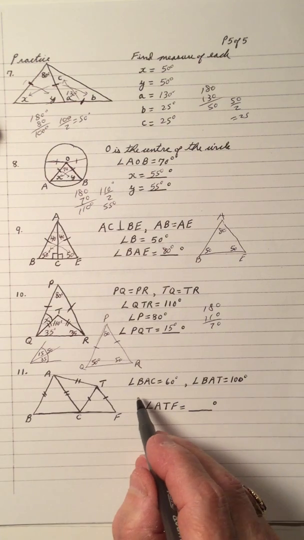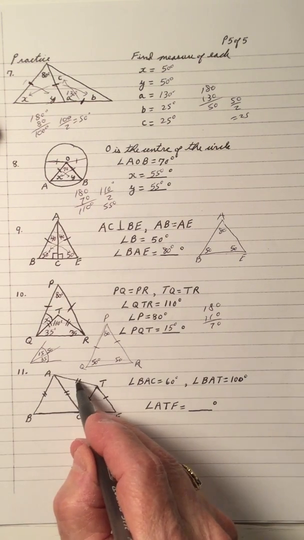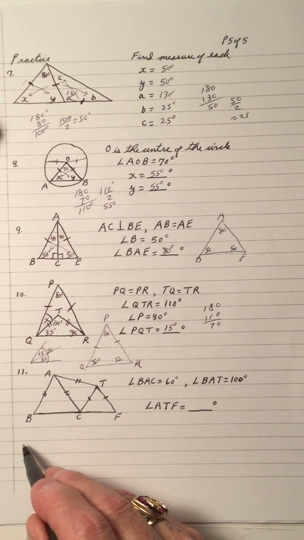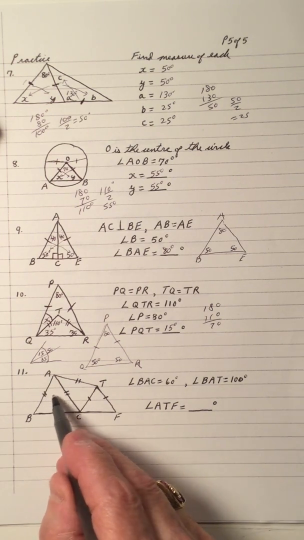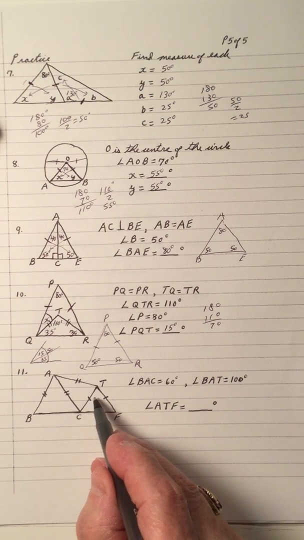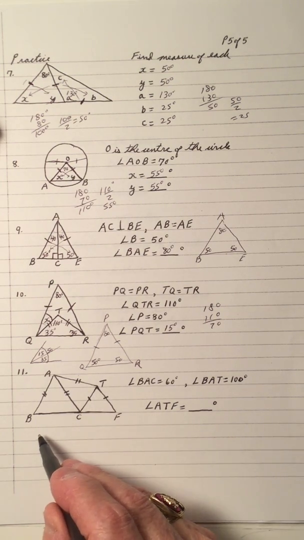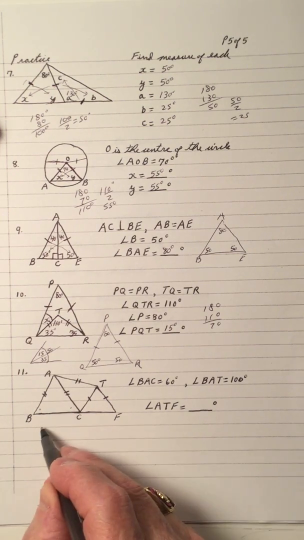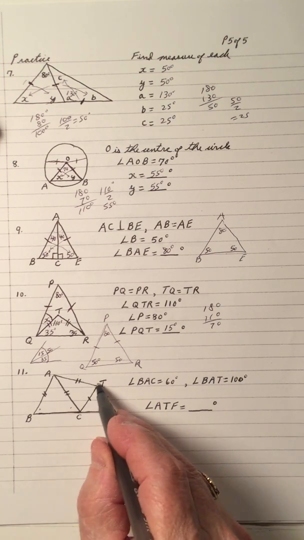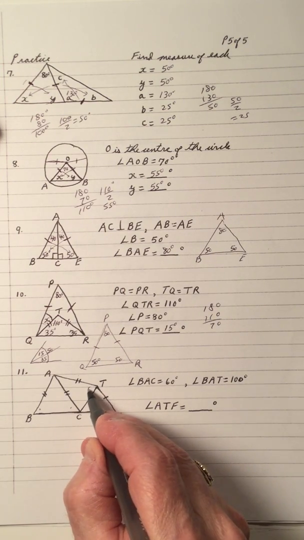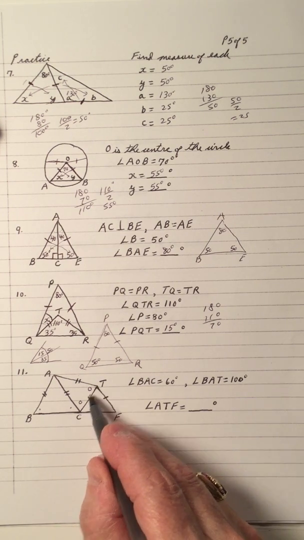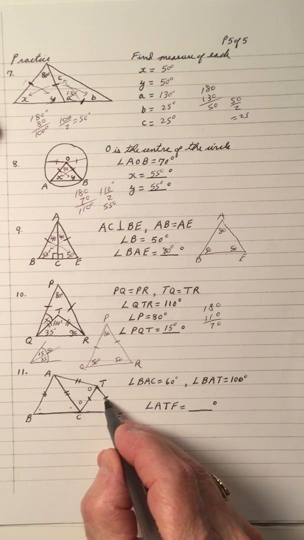Number 11. We have these three sides equal, and we have those two sides equal. So we've got an isosceles triangle here, here, and here. In this triangle, this angle equals this one. In triangle ATC, I'm going to mark it differently, that angle is equal to that one. And in triangle TCF, these two sides are equal, so this angle equals that one.